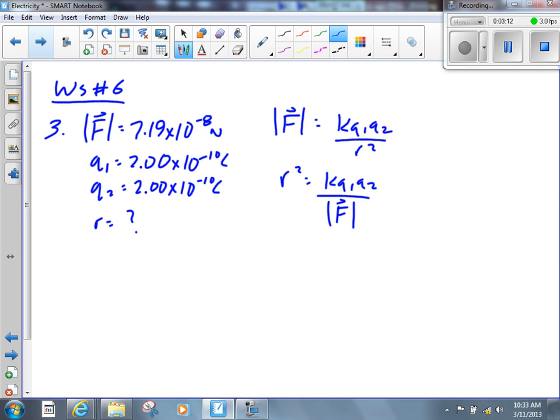So far so good? Now how are we going to get this r? Now it's the easy part, right? Not going to square it, no. We're going to square root both sides, right? In order to get r on the left-hand side, you got to square root r squared. In order to do that on the left-hand side, we've got to do the same thing to the right-hand side. So it's going to be r is equal to the square root of k q1 q2 over F. So now I plug my numbers in.